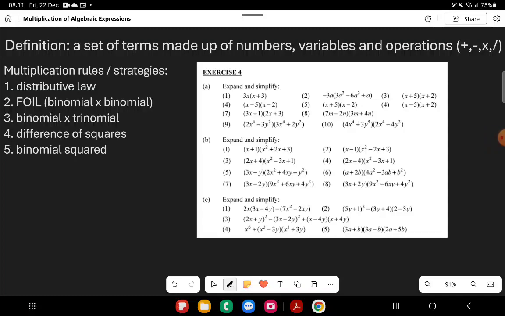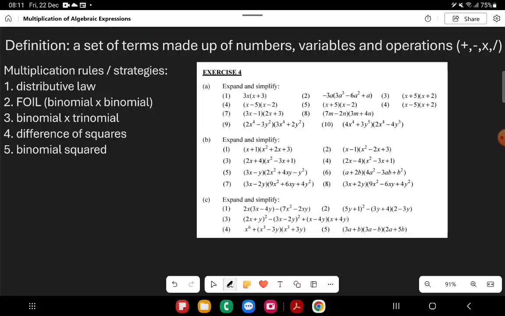In this video, we are going to learn about multiplication of algebraic expressions. So this is grade 10, term 1 work. And the first thing I want to do is define what is an algebraic expression. The definition says that it is a set of terms that are made up of numbers, variables, and operations.